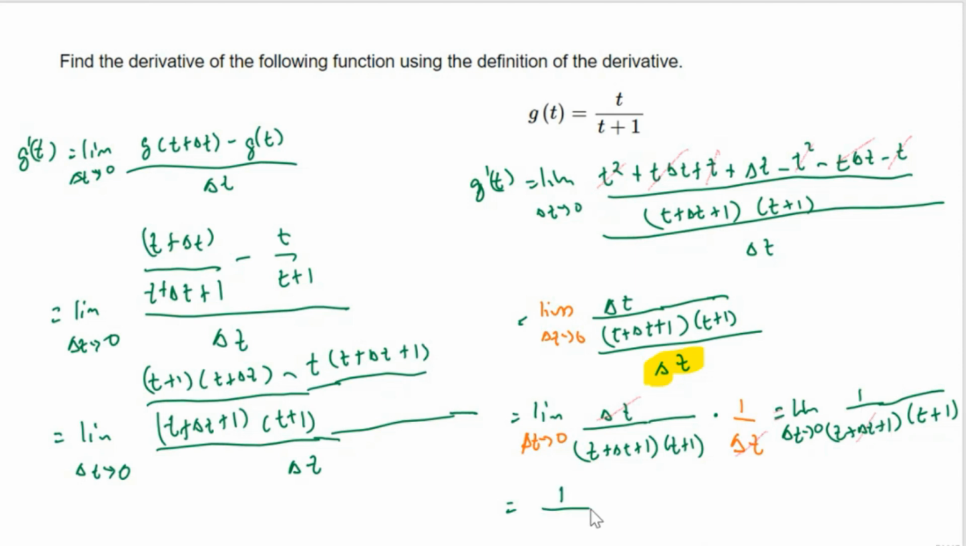We have 1 over (t plus 1) times (t plus 1), or we can write that as 1 over the product of t plus 1 times t plus 1, which is equal to the square of t plus 1. So the final answer will give us g prime of t, which is the notation for the derivative. So g prime of t is equal to 1 over the square of t plus 1.